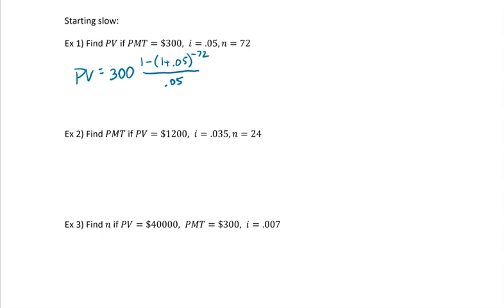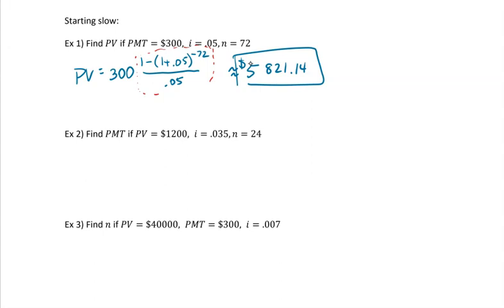Just like future value, we get to just plug this into our calculator. Remember, if you have an older calculator, plug in this part first, and then multiply it by 300. But with that said, if we plug it in, we should get approximately $5,821.14.